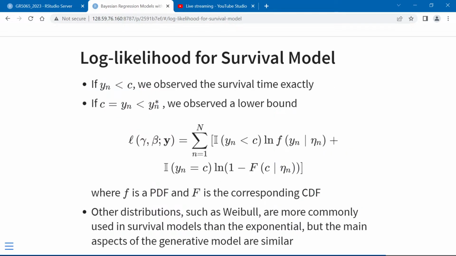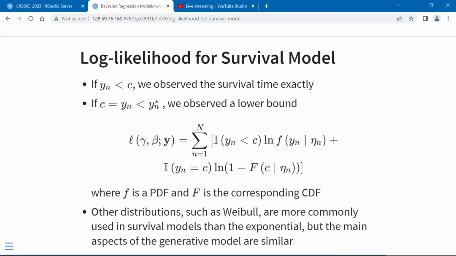All right. So if that's the generative process, what's the log likelihood for a survival model? Well, if y_n is less than c, we observe the survival time exactly, or as exactly as it's measured. But if c is equal to y_n, then we know y_n is less than y star. The time you are observed to survive is less than the time you survived in reality. So we observed a lower bound on your survival time.